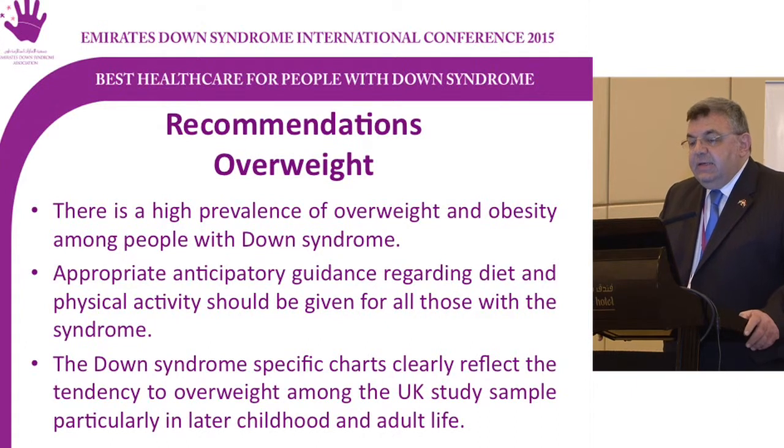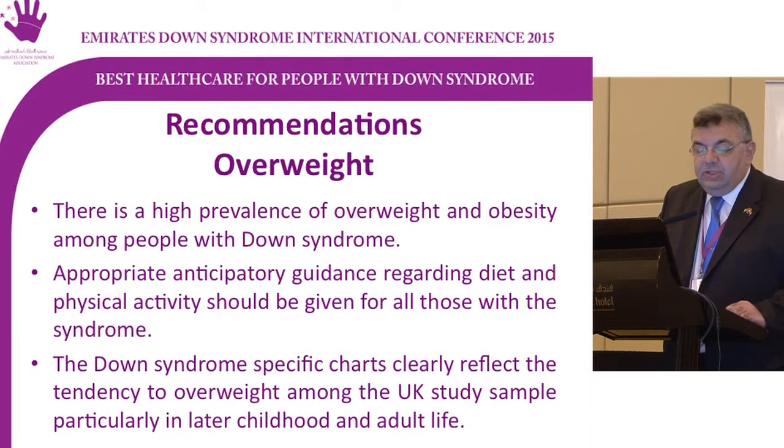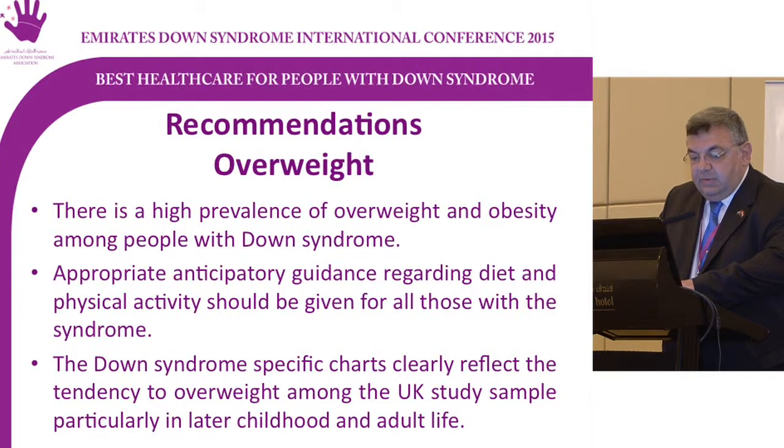We mentioned that they are prone to overweight and obesity, and appropriate anticipatory guidance regarding diet and physical activity should be given to the parents. Again, based on the body mass index, we will guide the parents on which track they will go. The Down syndrome specific chart clearly reflects the tendency to overweight among the UK study, and it is now implemented in many countries.